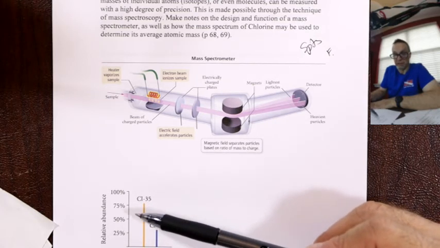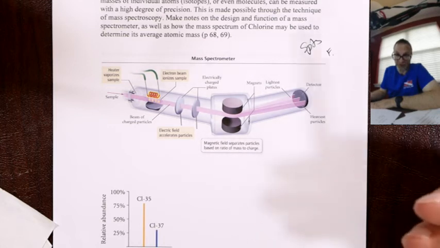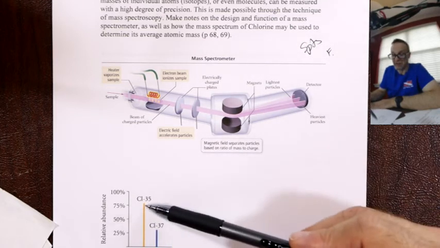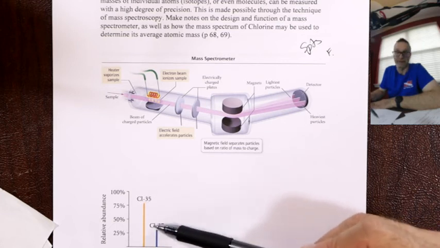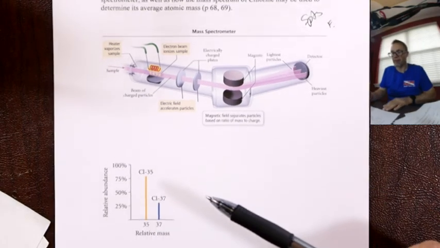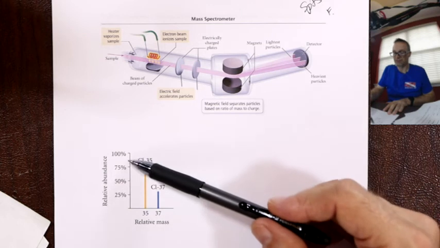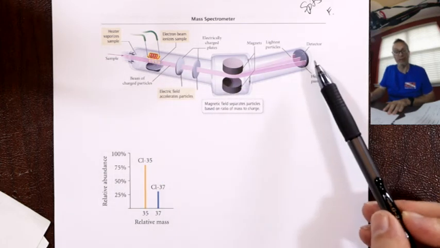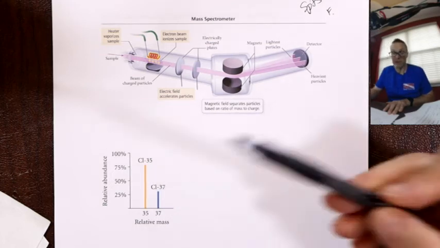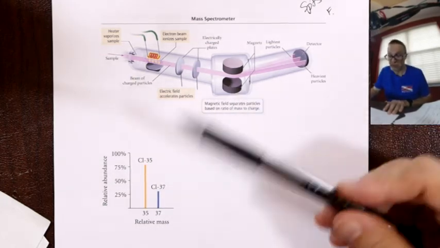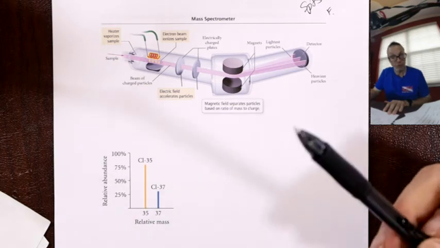So chlorine weighs, on average, 35.45. Why? Because 75% of chlorines weigh 35 and only 25% weigh 37, okay? All right, and that's what comes out of a mass spectrometer. Should you just put one type of atom through it, should it have 7 isotopes, there'd be 7 peaks, right? Chlorine only has 2. Magnesium we just did would have 3 peaks. Carbon would have 4, right?